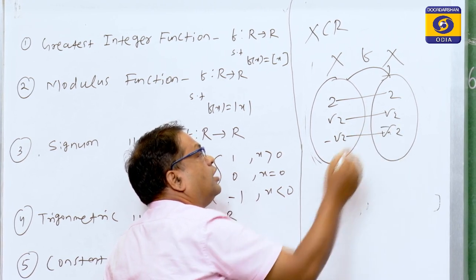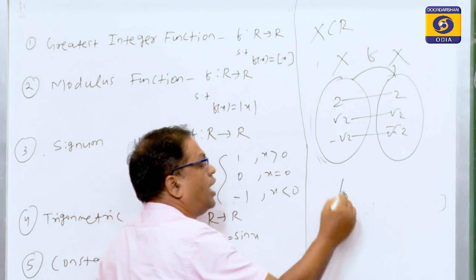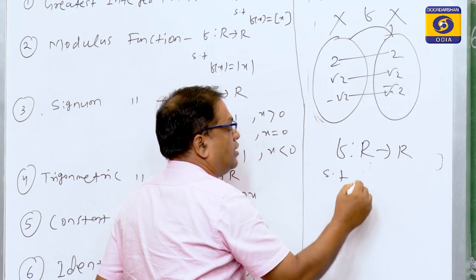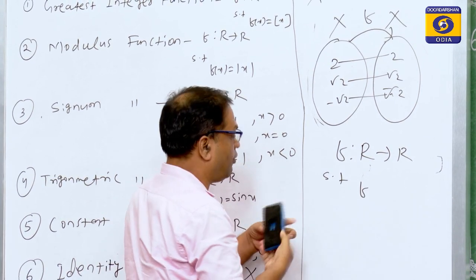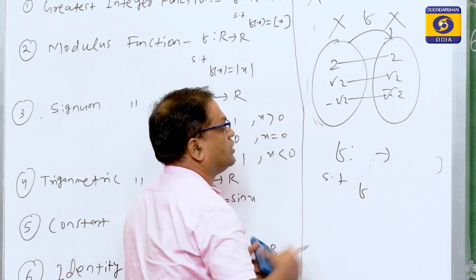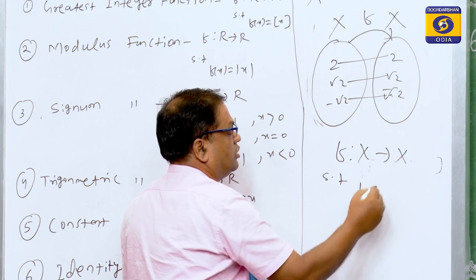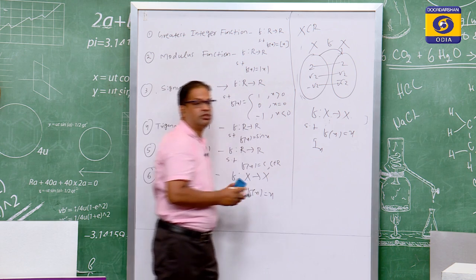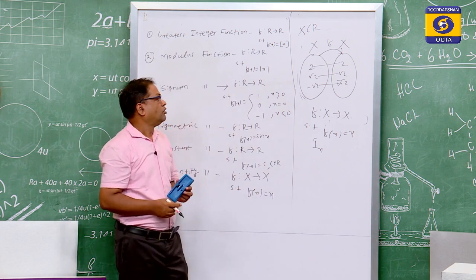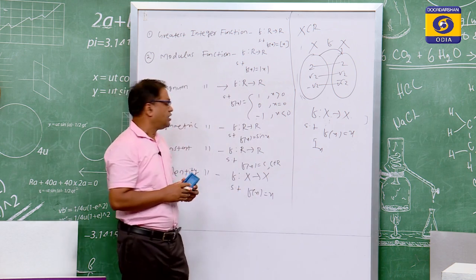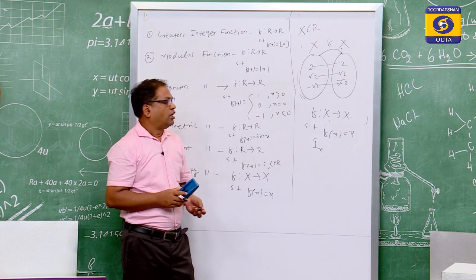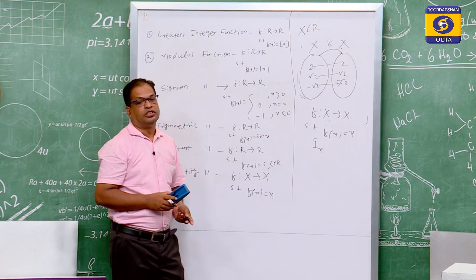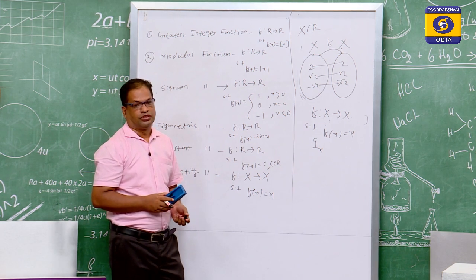So, the identity function is f from R to R such that x goes to x. So, f of x equals x. This is your identity function. This function is automatically 1-1 and onto; it is a bijective function.